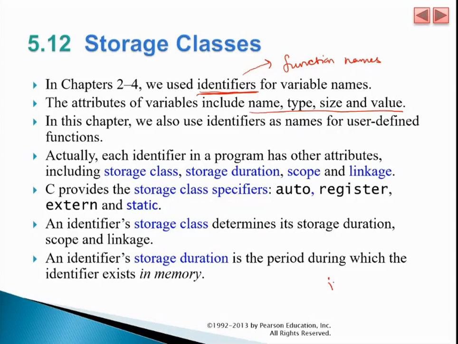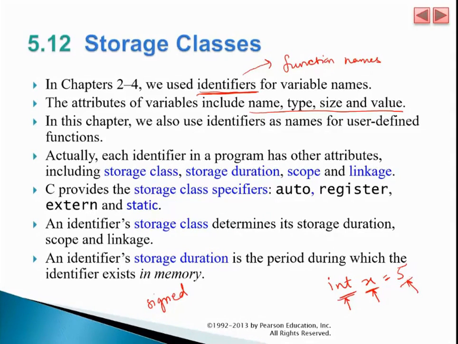Okay, so for example, if I write int x equal to 5, this is the name of the variable. Then we have a type, so this variable is of integer type. Then we have a size. There is some size defined for x. Since we are writing int, this is a signed int, and depending upon the architecture of the computer, there is a fixed size given to this particular x. And then there is the value of the variable x.